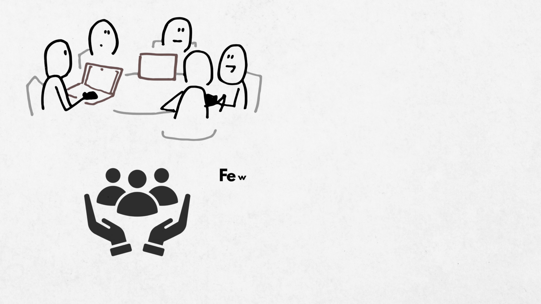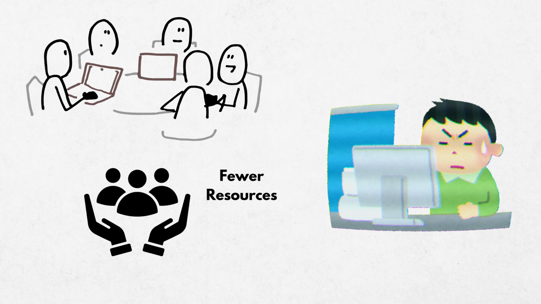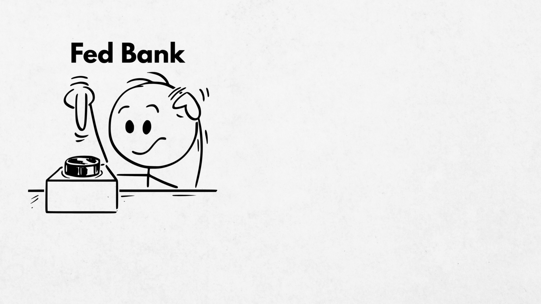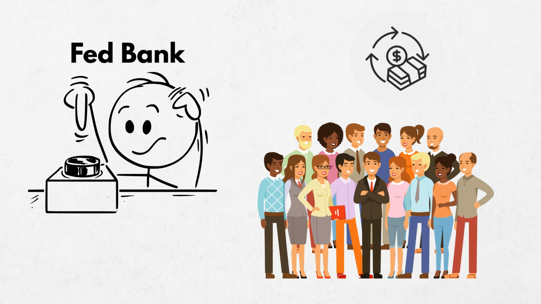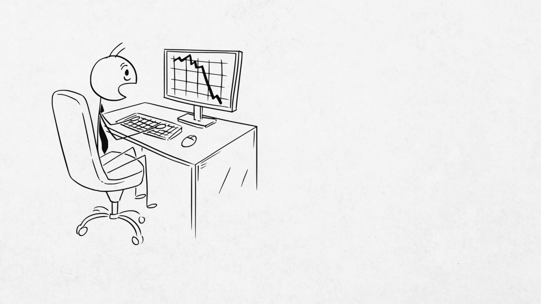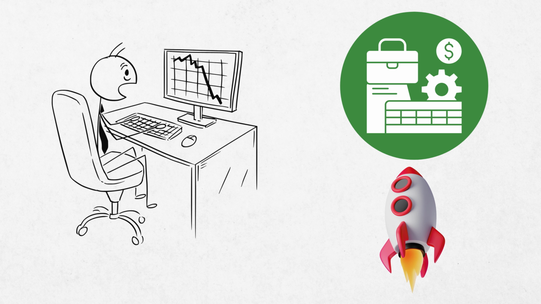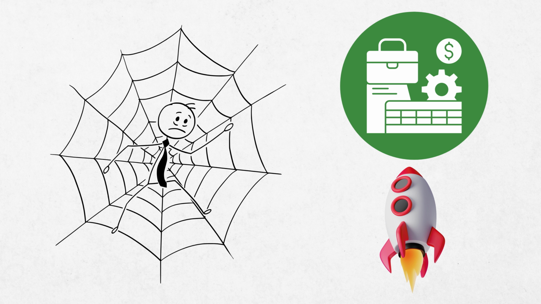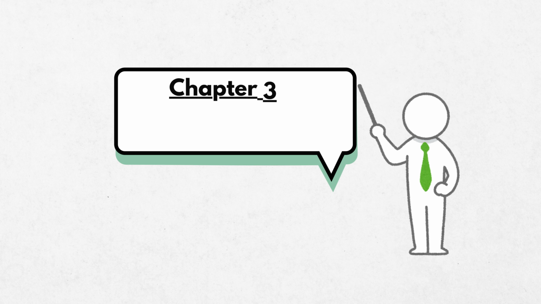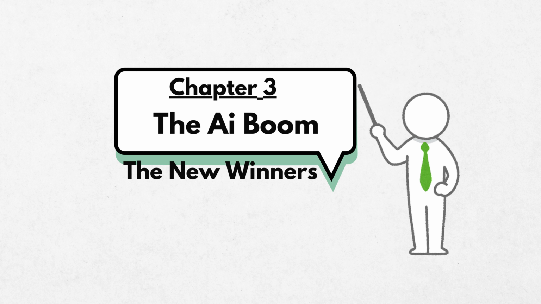Smaller companies, the ones with fewer resources, don't benefit as much. It's like the Fed pressed one button, money started flowing easily, but only the big players grabbed the biggest share. That's why, when the stock market rises, only a few sectors explode upward while the rest stay stuck behind. Chapter 3. The AI boom, the new winners.